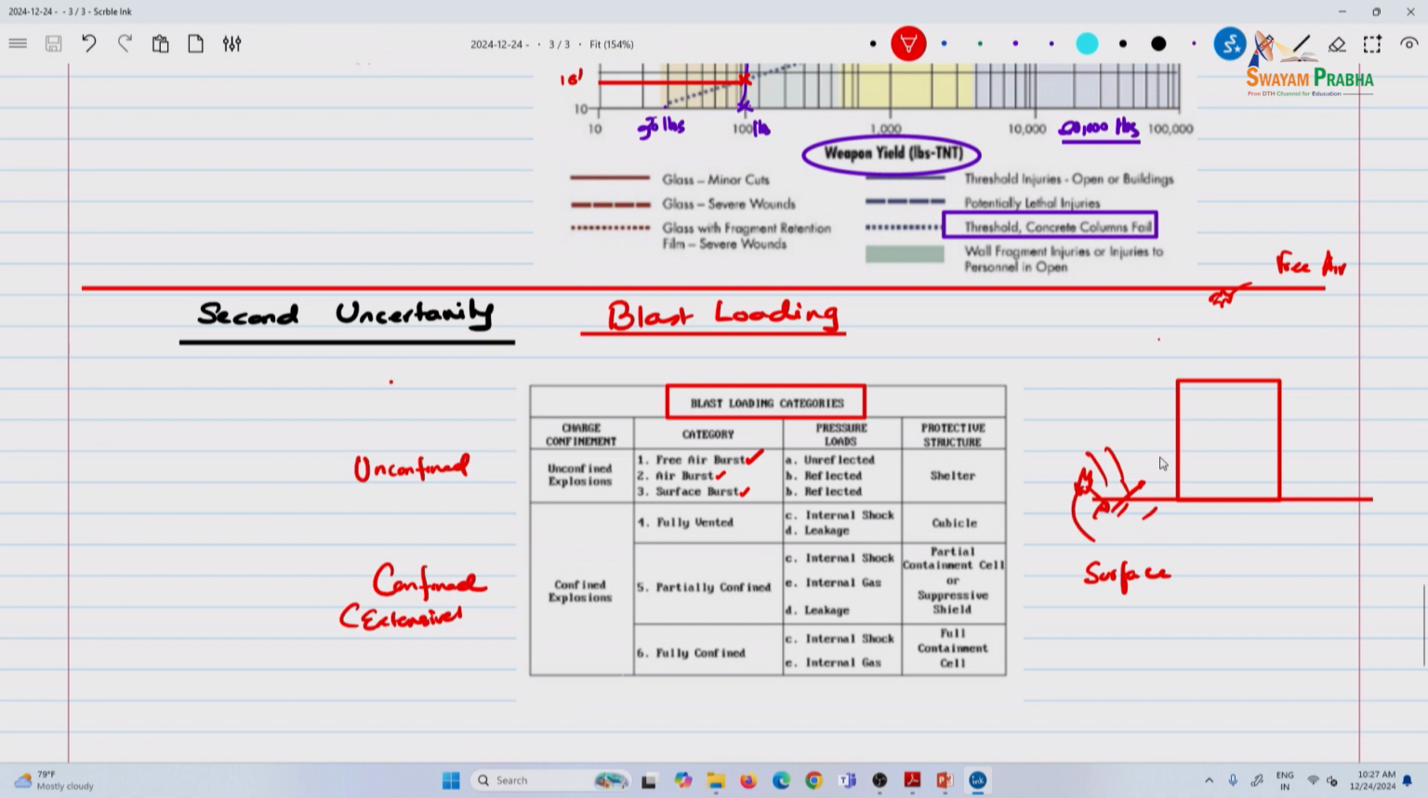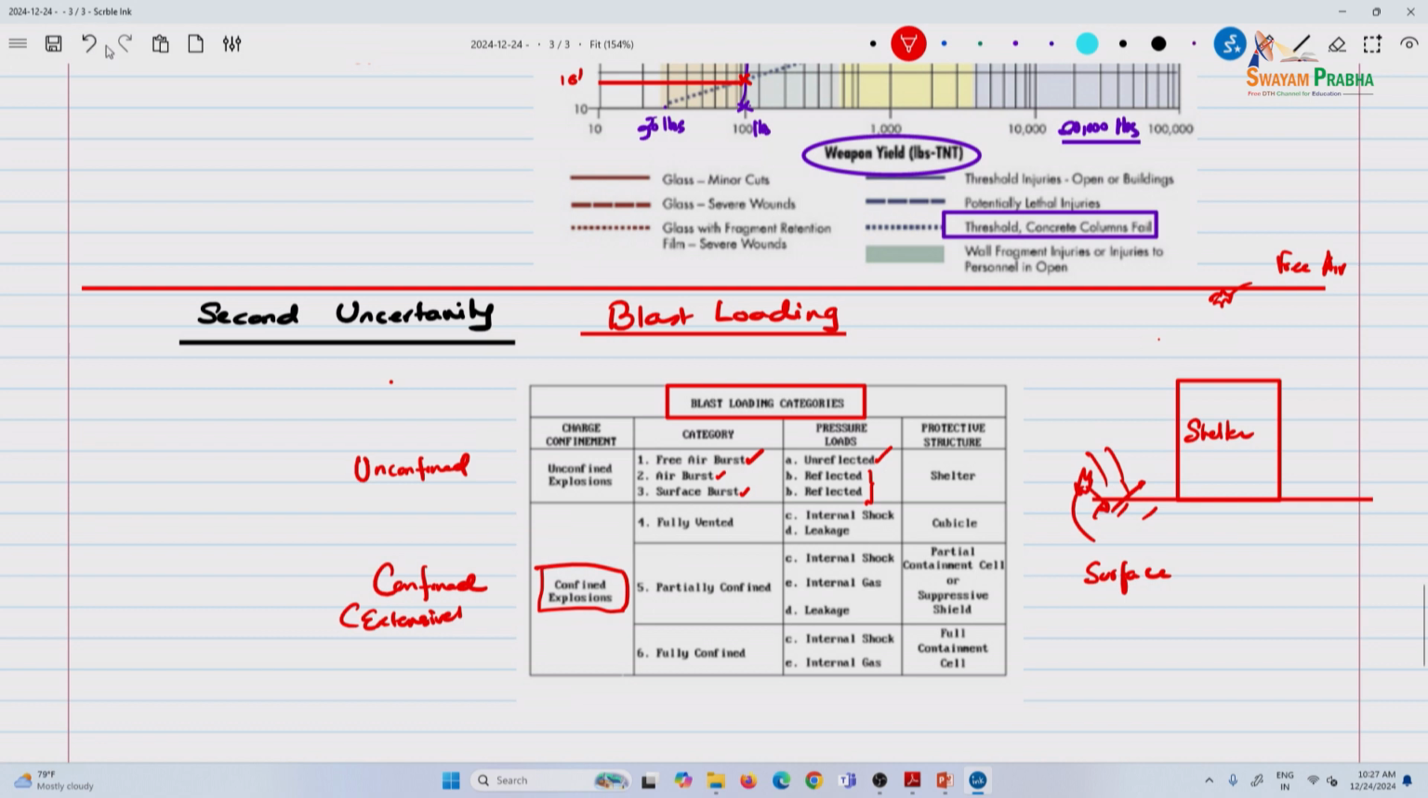So, the pressure loads, if you see in all these cases, you have reflected, unreflected. If you have a free air burst, there are no reflected pressures, right? So, that is what you see out here. Air burst and surface burst, this is on the structure itself. So, you have the reflected pressure, and the protective structure is a shelter. So, this is your shelter, and then you have confined explosions.